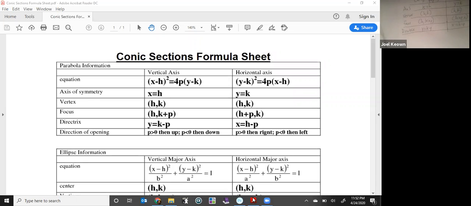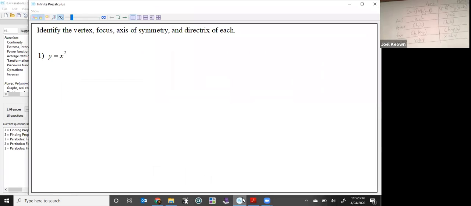Hey guys, this is the start of 8.4. This is the last conic section in this chapter, and we're talking about parabolas. So we're in the top box of our formula sheet. So this one right here you see. If you can see the video, I kind of copied down what I need. That way I don't have to split back and forth as much. We're going to start with problem number 1 in the class.